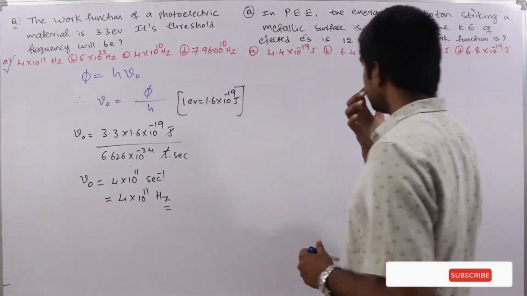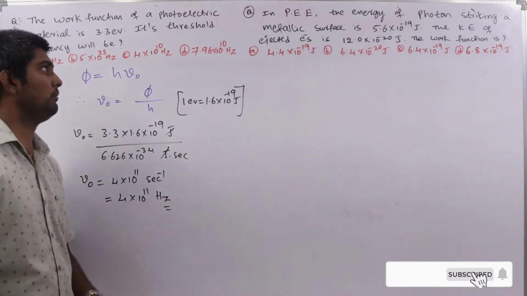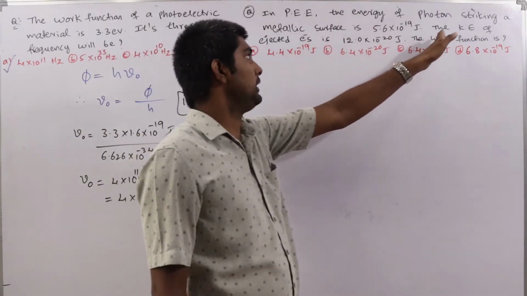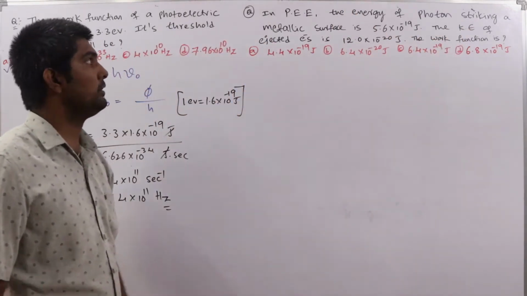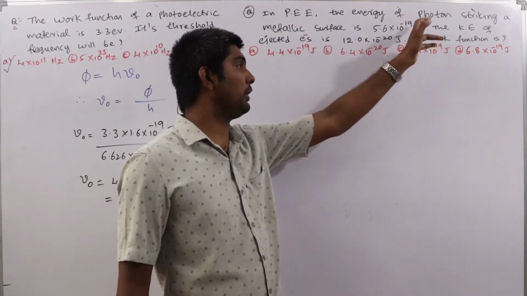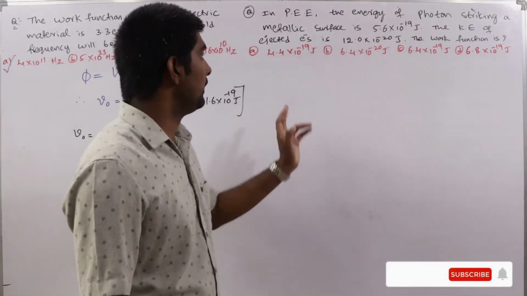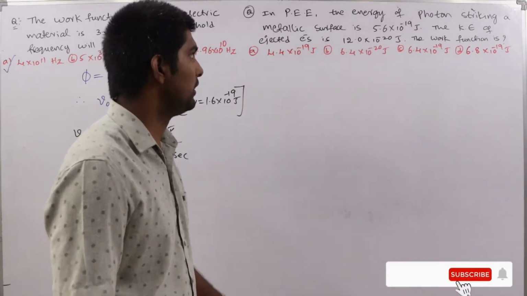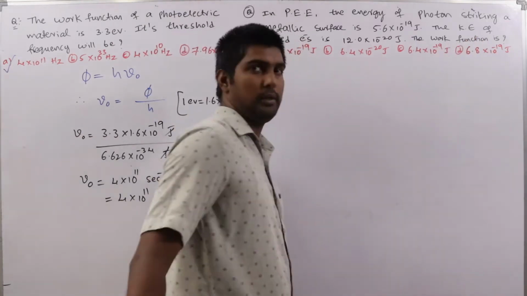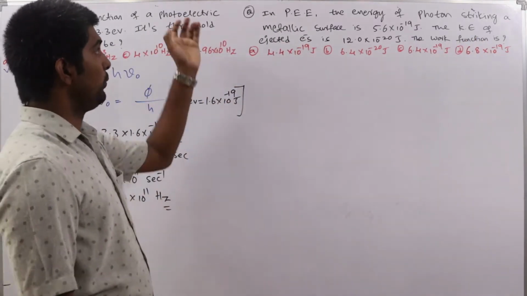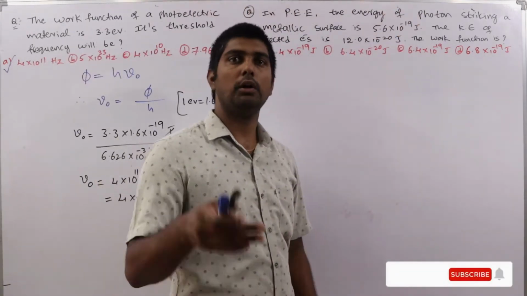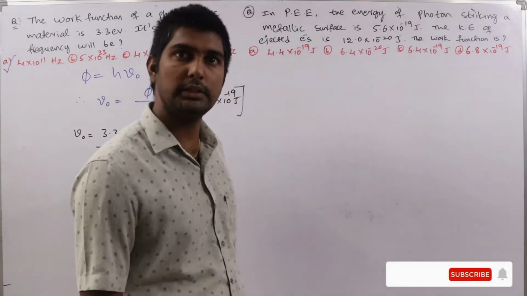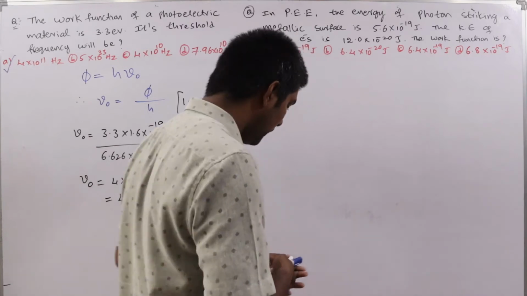Next, let us see another important model problem in photoelectric effect. The energy of photon striking a metal surface is 5.6 into 10 power minus 19 joules. The kinetic energy of ejected electrons is 12 into 10 power minus 20 joules. The work function is? Here they have provided the energy of the photon which is falling on the metal surface, and also the kinetic energy of the ejected electrons. They ask you to calculate the work function.